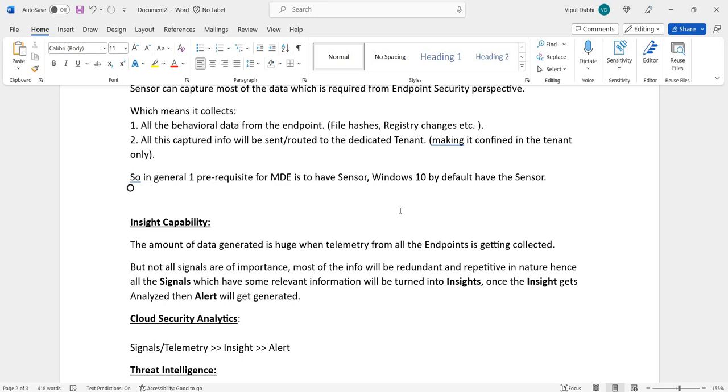So it is important for us to understand which is important and which is not. Most of the signals are repetitive, redundant, etc. Out of the huge amount of signals, the few which are of importance or showing some anomalous behavior will be turned into insights. So first we have the signals, the ones which carry relevant information. These get turned into insights, and once the insights get analyzed, an alert will get generated.